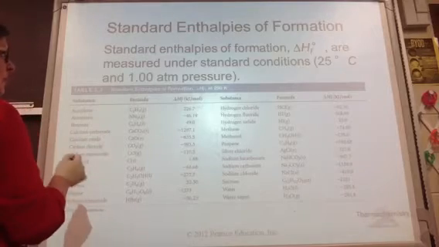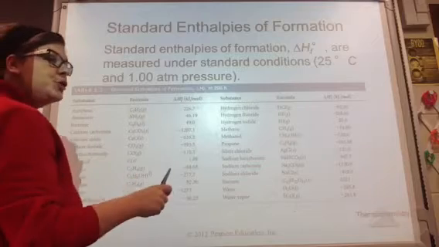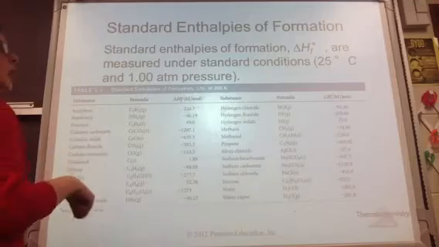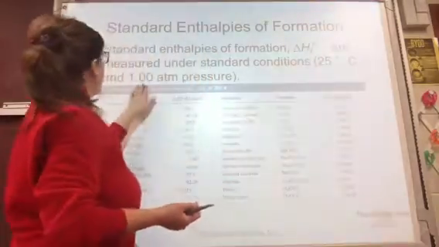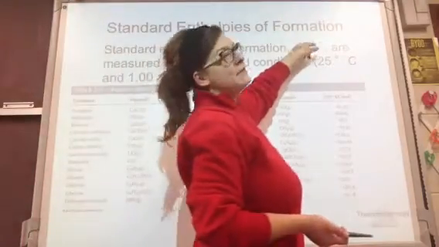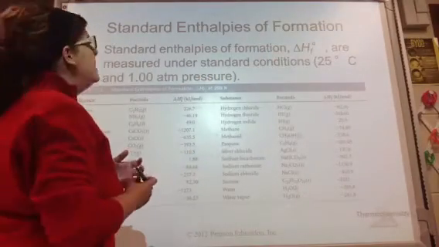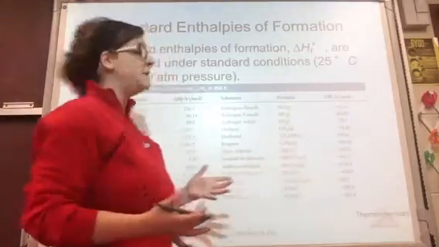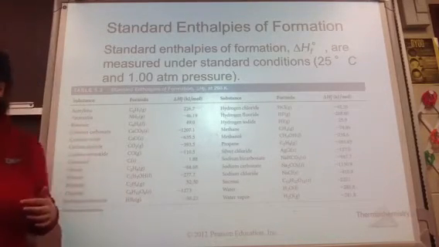So standard enthalpy of formation. The standard comes from that we have measured these values under standard conditions. So our standard conditions are 25 degrees Celsius or 298 Kelvin, and then 1 atmosphere pressure. So when you see the degree sign up in that superscript, or if we're talking about standard enthalpy of formation, that means that experimentally we have found these values under standard conditions, which are 25 degrees Celsius and 1 atmosphere.